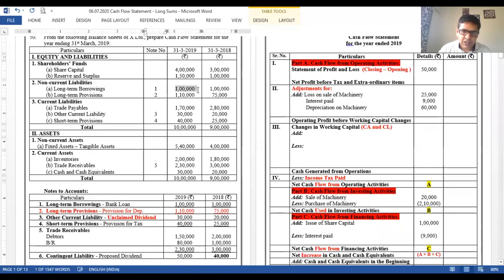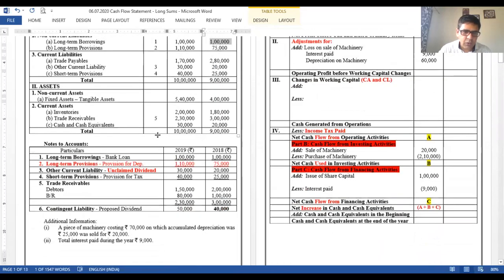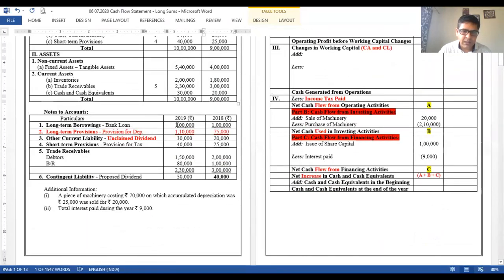After that, we have long-term borrowings, note number 1. Amount, we can see that there is no change at all. Let us go to note number 1 and see what is there. It's 1 lakh and 1 lakh. It is a bank loan. For the first time, you can see that there is no rate of interest mentioned. Even if rate of interest was there, we could not have calculated the interest. The reason is very clear, because in adjustments, we are already given the total interest paid. The total interest paid will be on the short-term borrowings as well as on long-term borrowings, right?